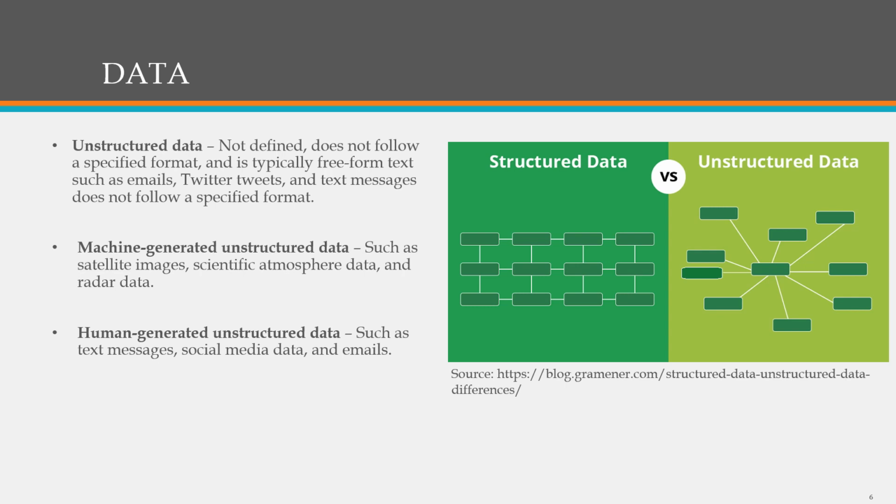You can still get unstructured data from both machine-generated and human-generated sources. Machine-generated examples are satellite images, scientific atmospheric data, and radar data, because it's coming in from different locations, regionalities, etc. Human-generated are things such as text messages, social media, and emails.